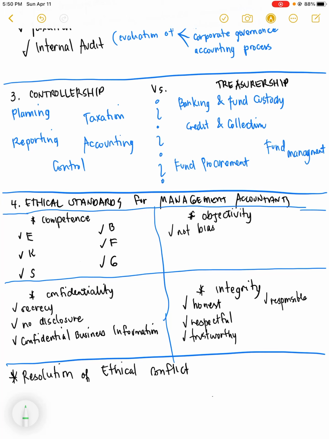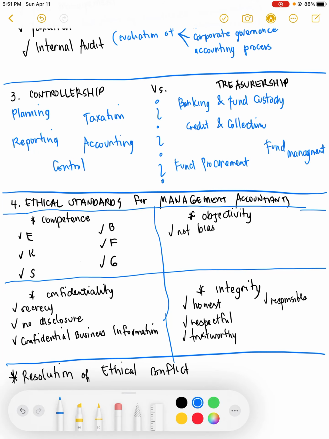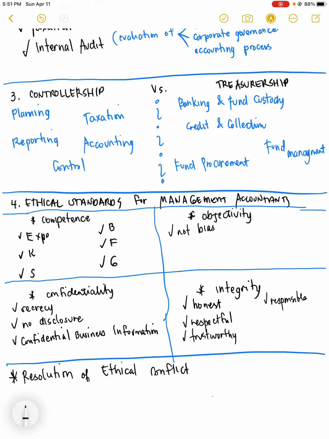So, pagdating po sa ating ethical standards, hinati natin into four, or we have four ethical standards. We have competence, confidentiality, integrity, and objectivity. So, kailan po or paano po tayo magkakaroon ng competence? Of course, the accountant must be competent in what he or she is doing. And in order to get the competence required, of course, you need to have experience.